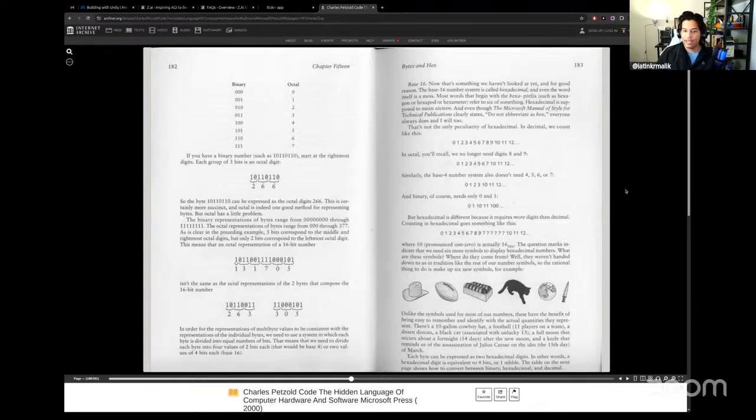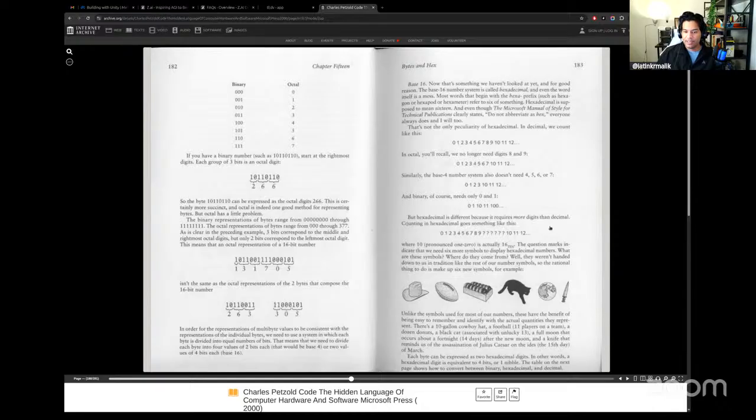In decimal, we count like this. In octal, you will recall we no longer need digits 8 and 9. So we go from 0 to 7, and then we go to 10, 11, and we keep going. Similarly, in base 4, the numbers don't need 4, 5, 6, or 7. So we go 0, 1, 2, 3, 10, 11, 12, 13, and then so on, 20. And in binary, of course, we only need 0 and 1. So we go 0, 1, 10, 11, 100, and so on.